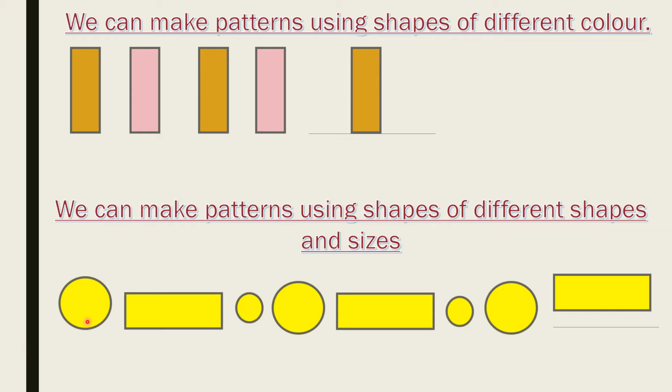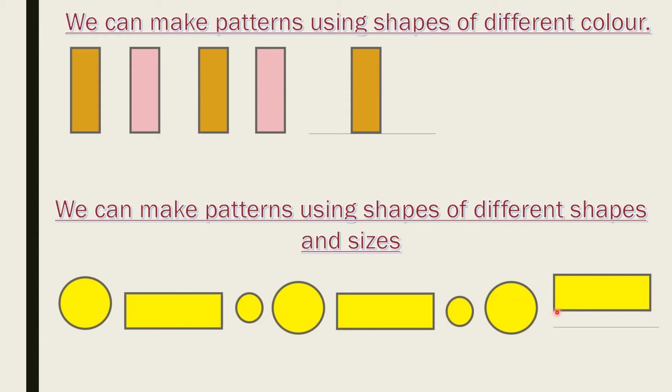Look at this. This is a circle, this is a rectangle, and this is a circle. They all have the same colors. There are different shapes: circle, rectangle, circle, and different sizes as well. Look at this. This is a big circle and this is a small circle. So big circle, rectangle, small circle. Big circle, rectangle, small circle.